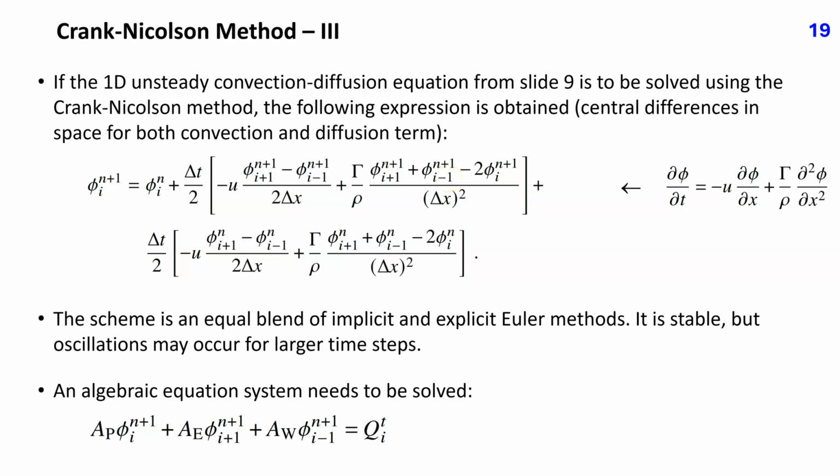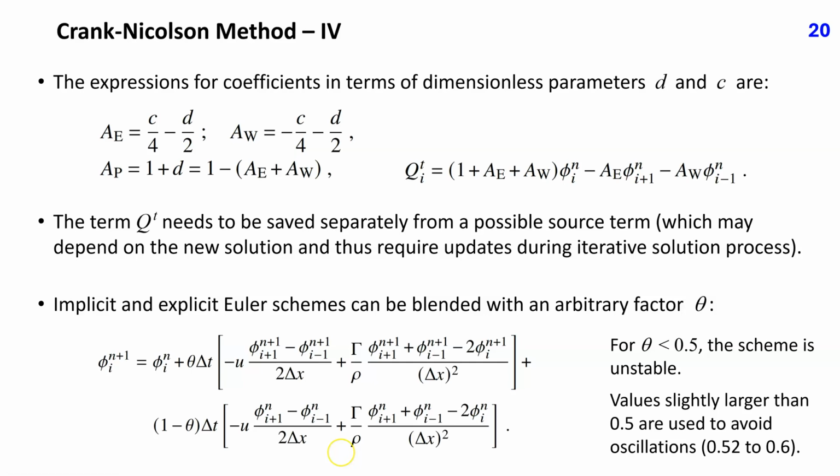Because the scheme is essentially implicit, an equation system needs to be solved to obtain the solution at the new time level. The algebraic equation at node I looks the same as for implicit Euler scheme. The difference is in the coefficients and the right-hand side, which are shown in the next slide. The expressions for coefficients in terms of dimensionless parameters d and c are given by these equations.